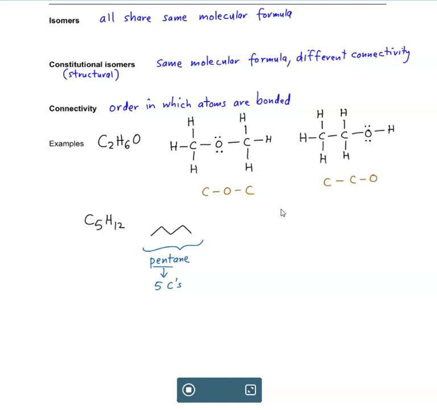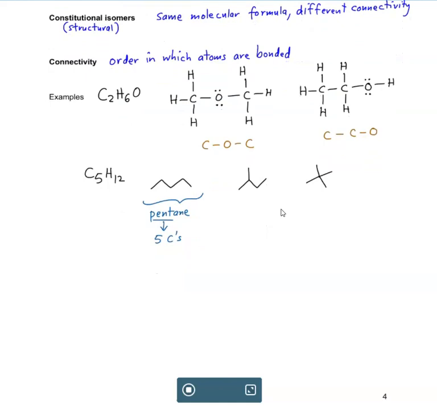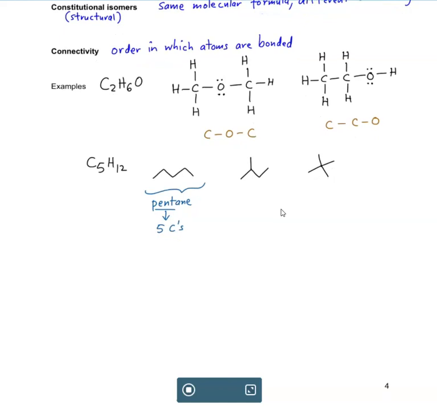Okay, so let's say that we mentally pull off one of the methyl groups on the ends of the molecule, and we're going to tack it on to one of the interior carbons, like so. Okay, that has the same formula, C5H12. We can do this again and come up with this structure, also C5H12. So all of these have the same formula, but the atoms are bonded in a different order. So these are all constitutional isomers. And then one final example.